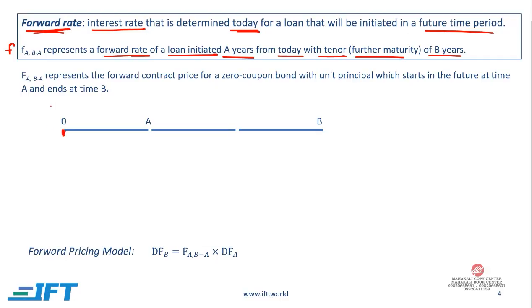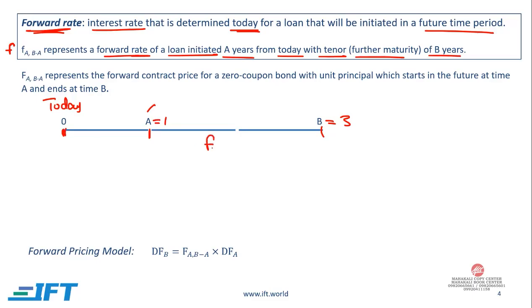We are sitting at time 0, so this is today. If we want to lock in a rate for a loan that starts here, and let's say A is the end of year 1, so this is end of year 1, B is the end of year 3. So if we are locking in a loan that starts here, ends here, this is actually a 2-year loan. And the rate that we will agree today is called the forward rate, today being time 0.